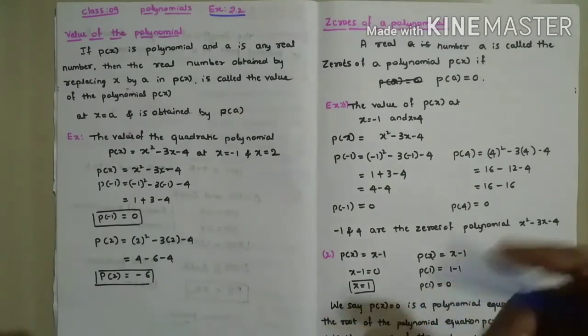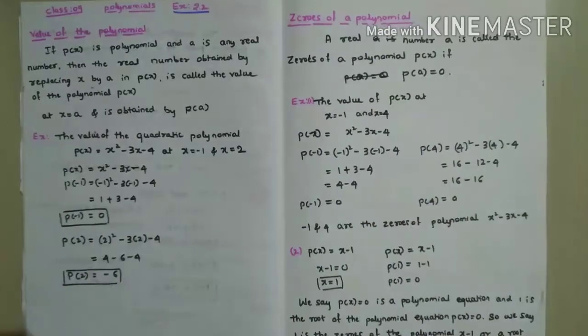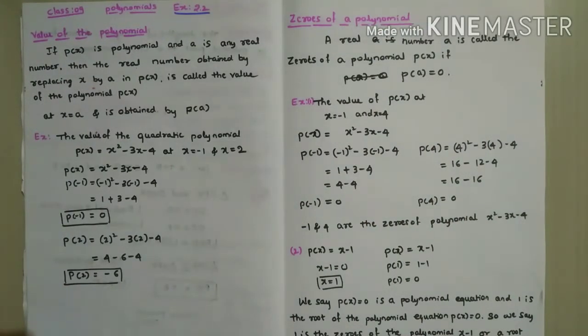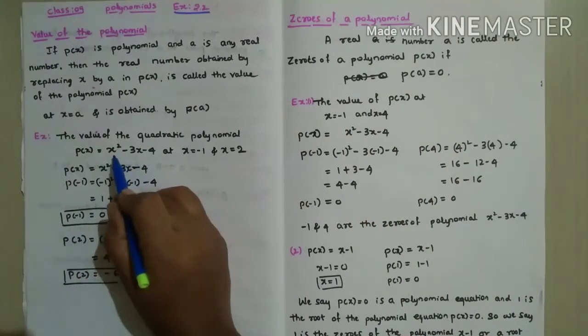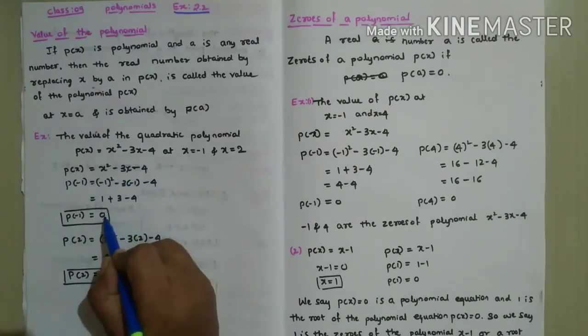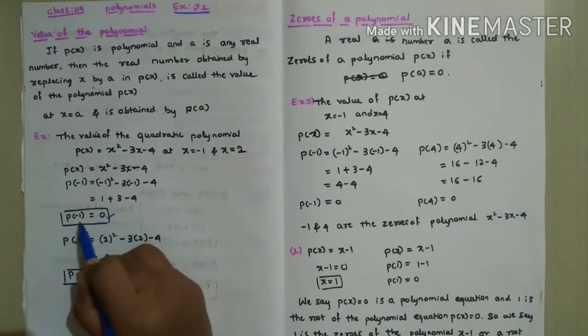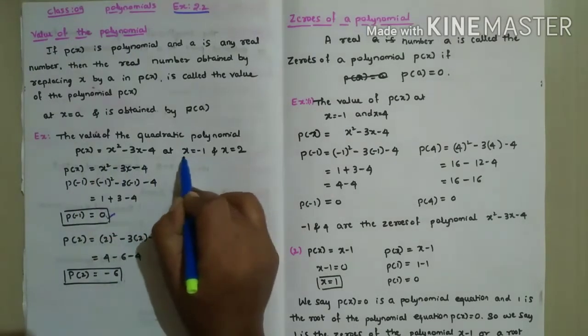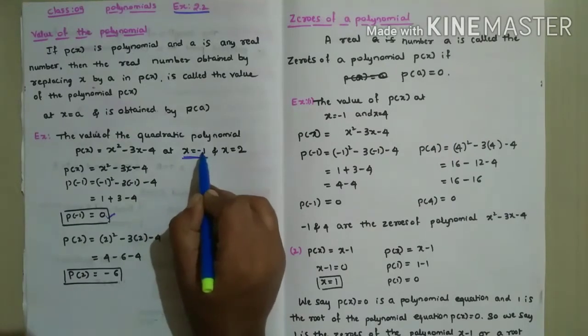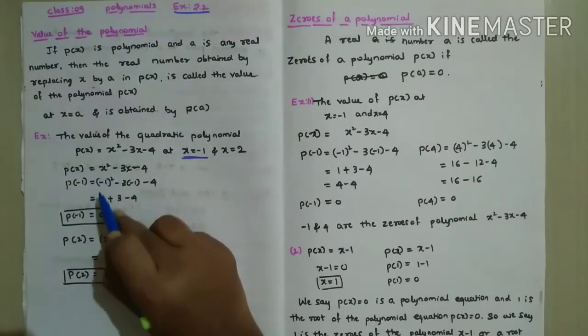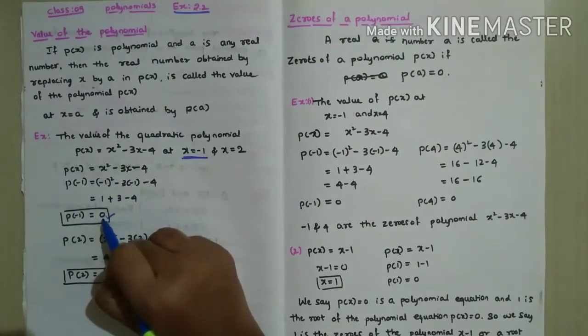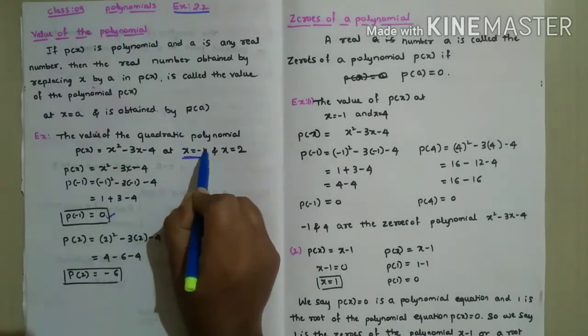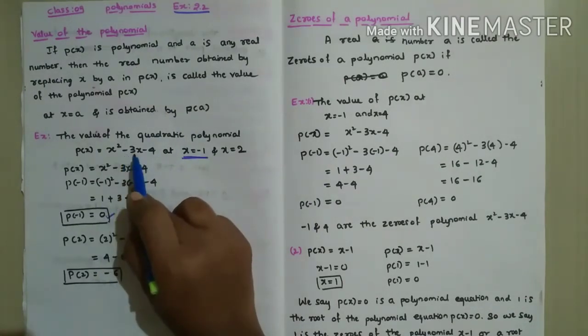Now we will see what zeros of the polynomial means. Zeros of the polynomial is like the value of the polynomial. If you substitute a value in place of x and you get the answer 0, here we got p of minus 1 equal to 0. That time, x equal to minus 1, in place of x we replaced minus 1, then the answer is 0. This x equal to minus 1 is called a zero of the polynomial.